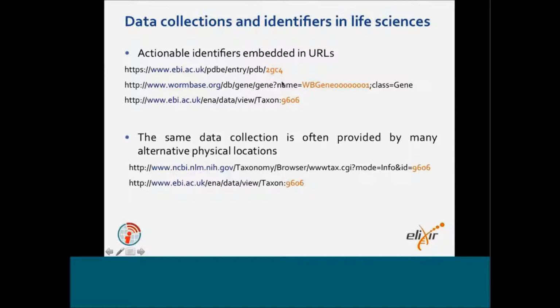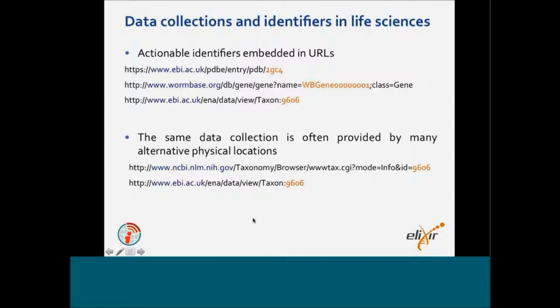If you look at the examples I've got here, the orange text is the identifier, and the blue text is the resolver. And it's also common in life sciences to have the same data served from different locations. For example, the taxonomy is served from NCBI as well as EBI and several other places.